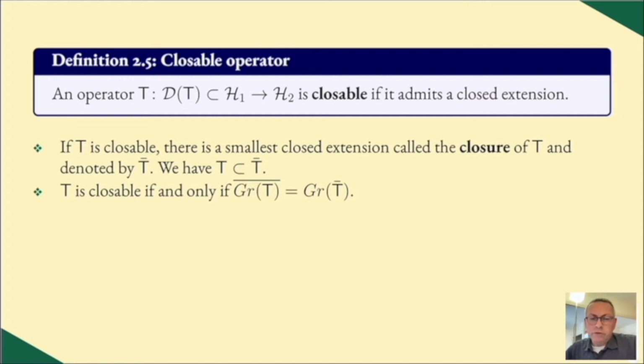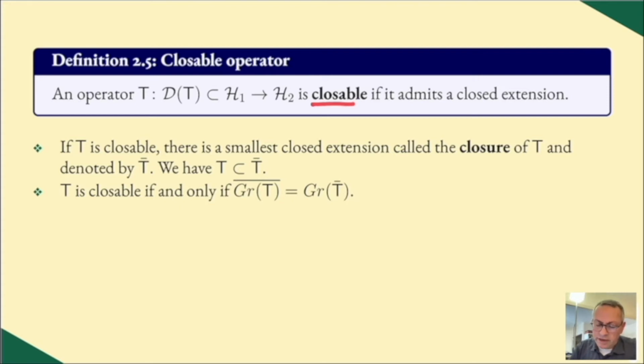Why do we speak about closable operators? Because it's for a practical reason. It's usually difficult to define the domain of an operator directly so that it's closed on this domain. It's much easier to define a domain where the operator is closable, if it's possible.